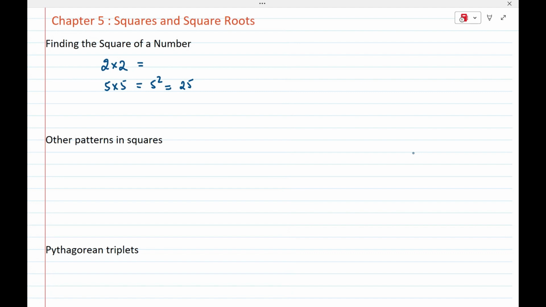This method always works. Like, if I have 26 square, we always have the choice to multiply 26 by 26. And sometimes we make calculation errors over here, especially when the numbers become bigger and bigger. The simple method is we can use the distributive property that we have learned in chapter 1. What we can do? We can write 26 as 20 plus 6 and then square. It means we can write this 20 plus 6 twice and then distribute it.